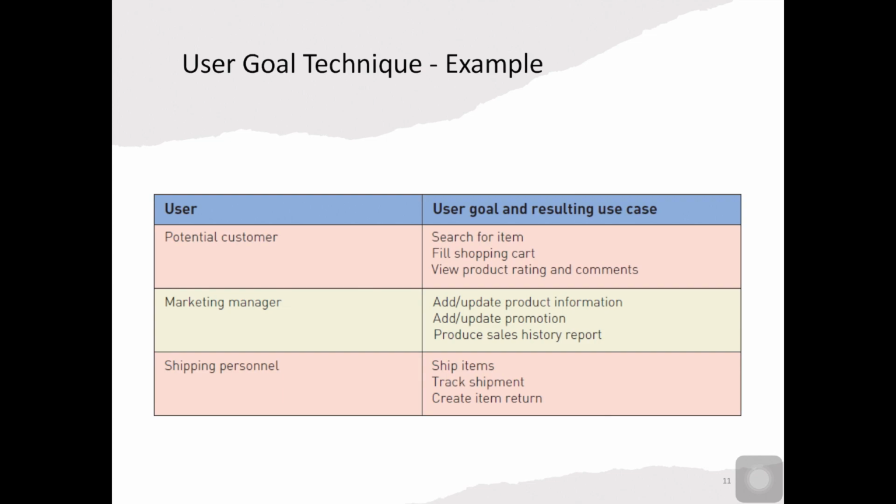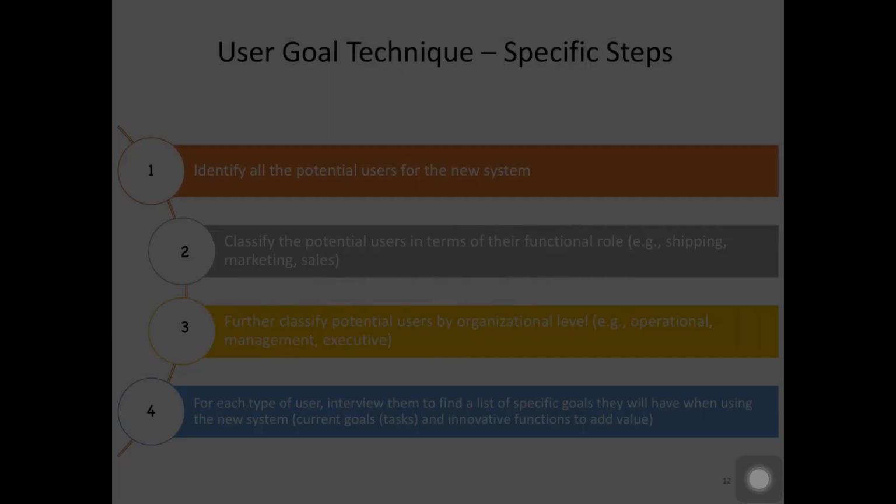After we have defined the user goal, then we will get the use case. For example, your potential customer told you that they want to search for item, fill shopping cart, view product ratings and comments. And the marketing manager told you that they want to be able to add or update product information, add or update promotion, and so on. So these are the examples of the user goal technique.